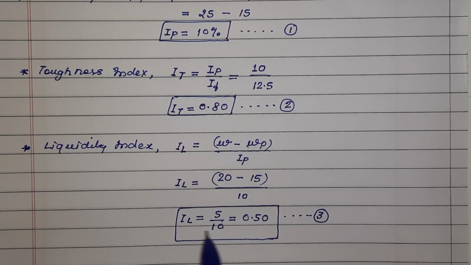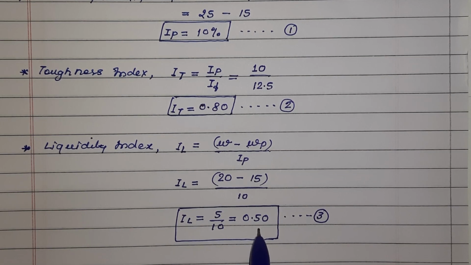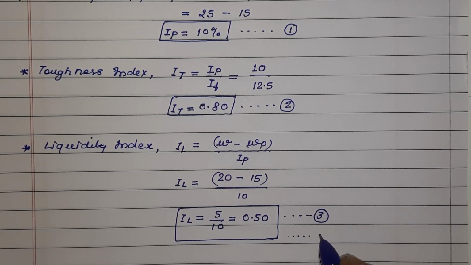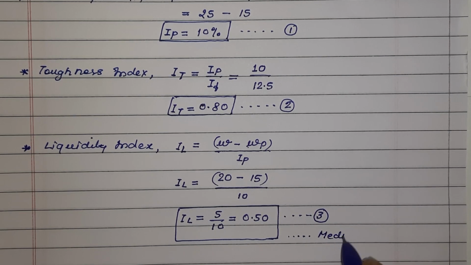If IL is 0.50, from the chart we can say the soil type is medium soft to soft type of soil.